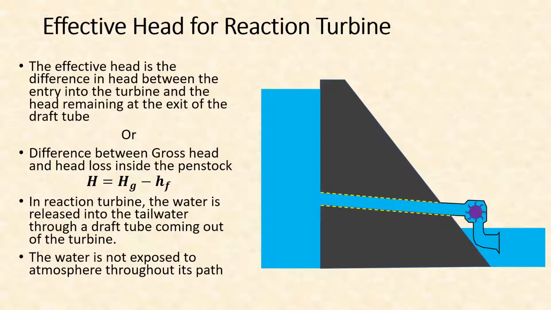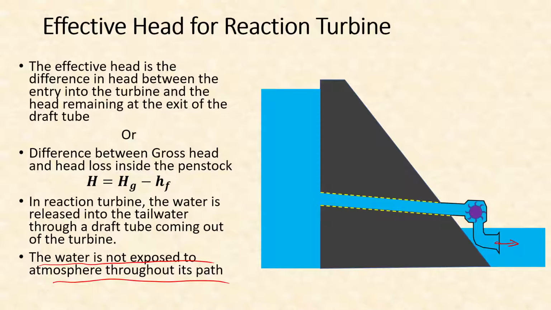As you can see, the turbine is kept inside this kind of a casing, and the water is not exposed to the atmosphere throughout its path. That means from this point up to the exit point, it is not exposed at any point, and it's completely enclosed within the pipe, different parts of the pipe and the turbine casing. So at all the points, it is completely under pressure and not exposed to atmospheric pressure.